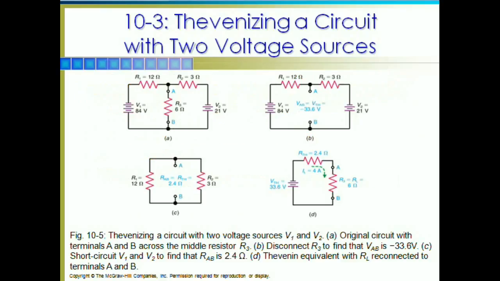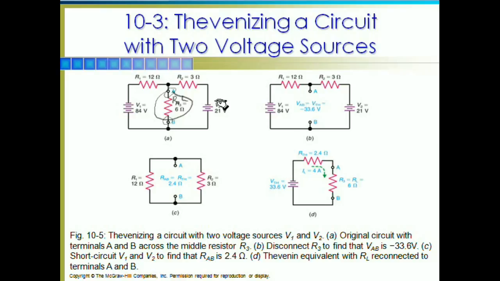Okay, now we're back to the circuit that we had earlier with 2 voltage sources. In this case, they've changed the values a bit. 2 voltage sources, and our load resistor is right here at R3. There's our RL. And we're still looking from points A and B.